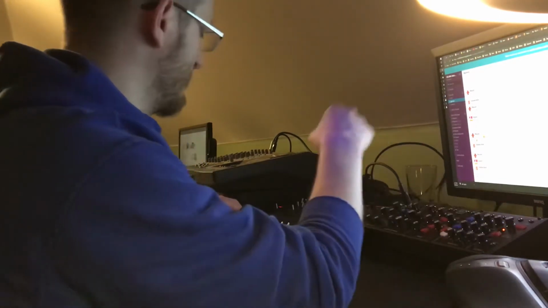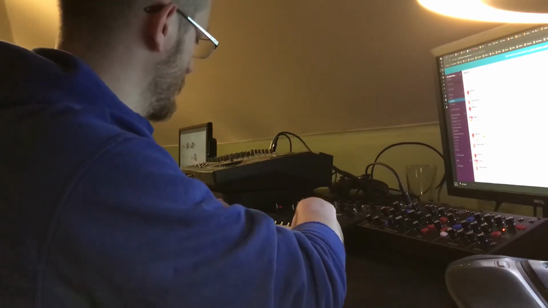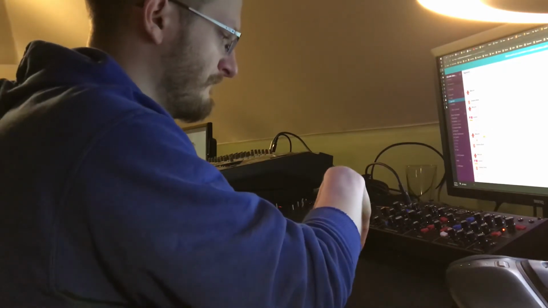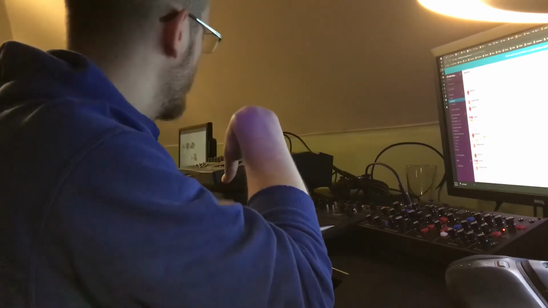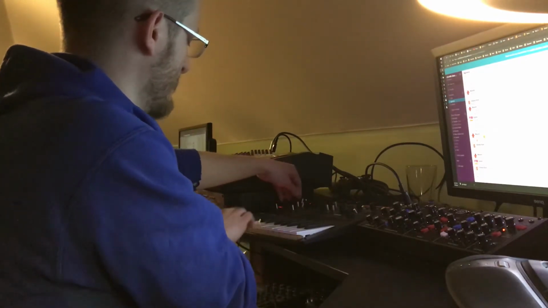I don't think it's a full octave up. So the two of them together. Pretty warm sound. And then if I bring the Monologue back into that.